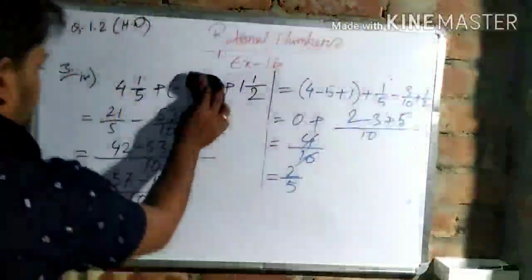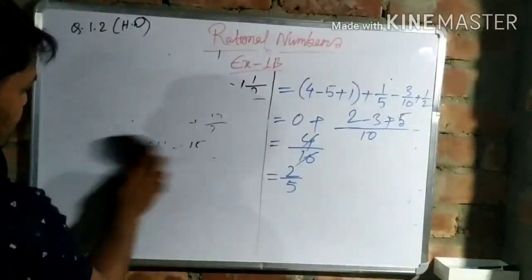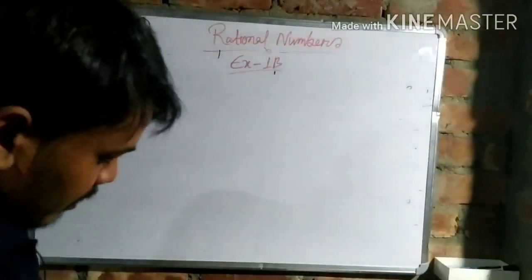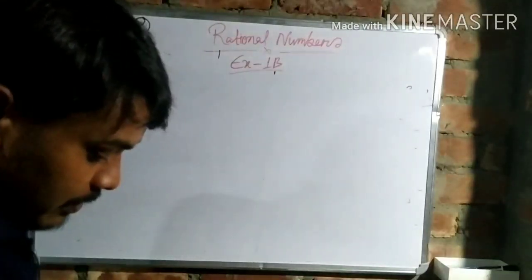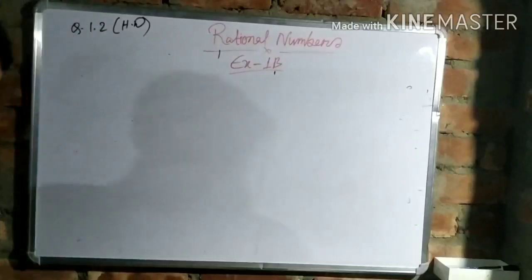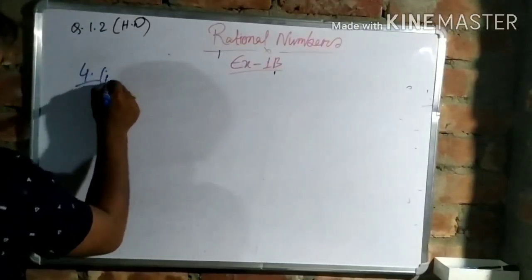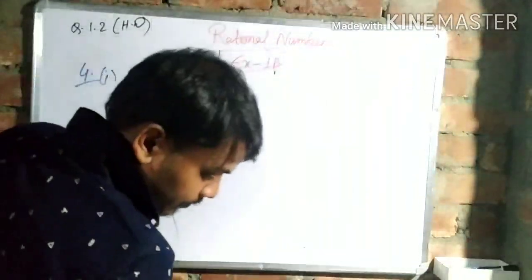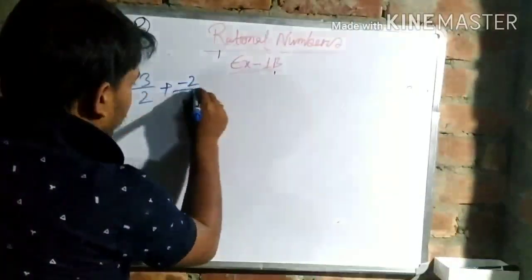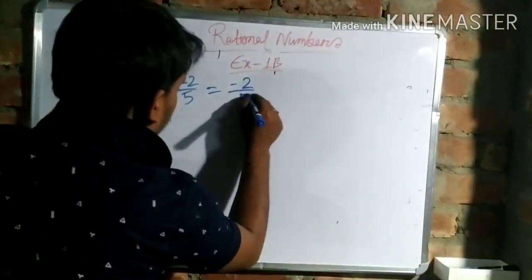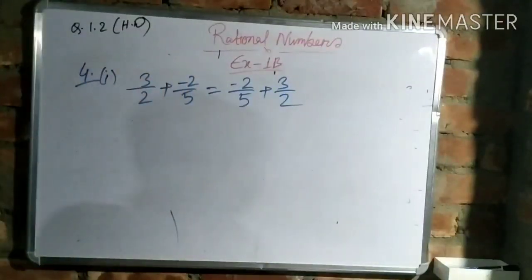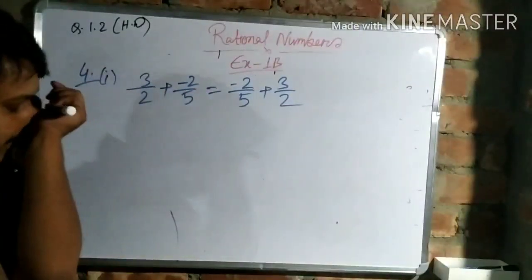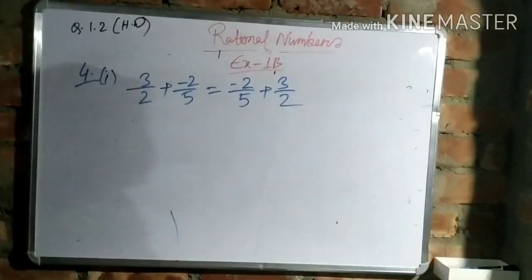Question 3 and 4 are also the same, very easy. Question 4, what is the question? Verify that 3 by 2 plus minus 2 by 5 equals minus 2 by 5 plus 3 by 2. That means which property? Commutative property. Verify that addition follows the commutative property with respect to these two rational numbers.